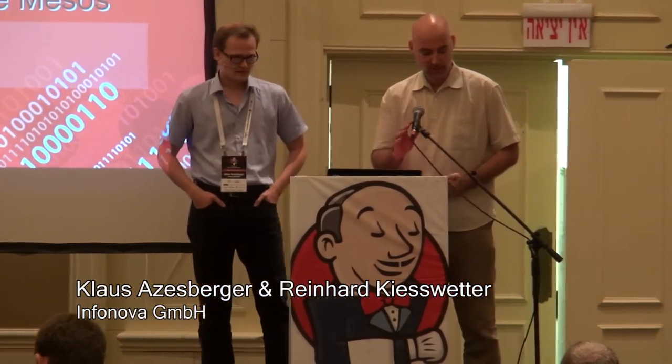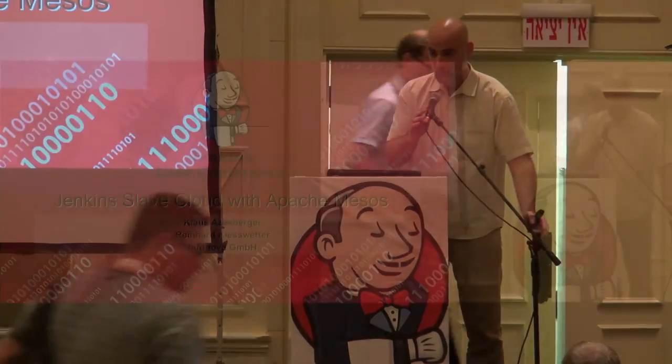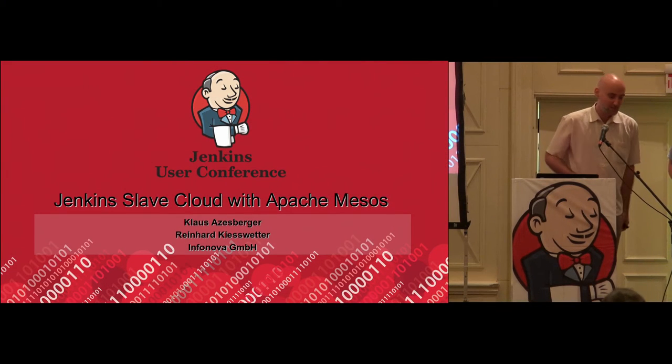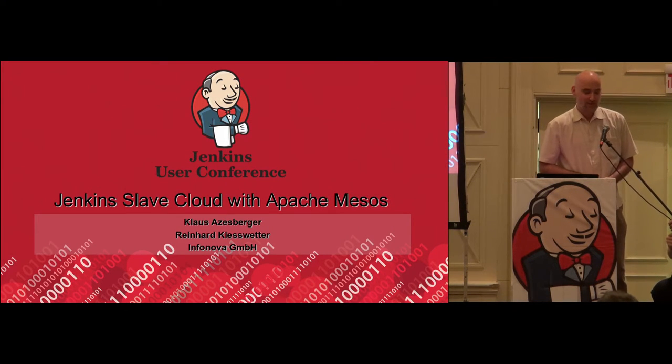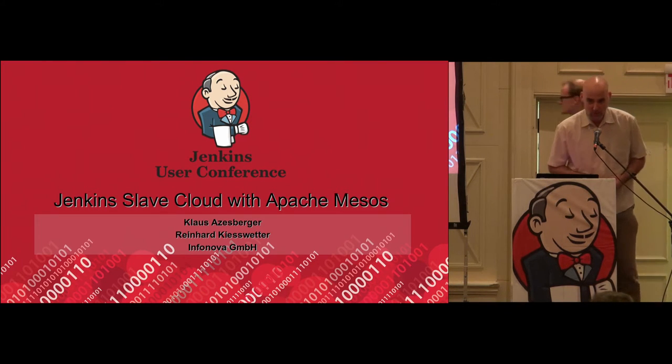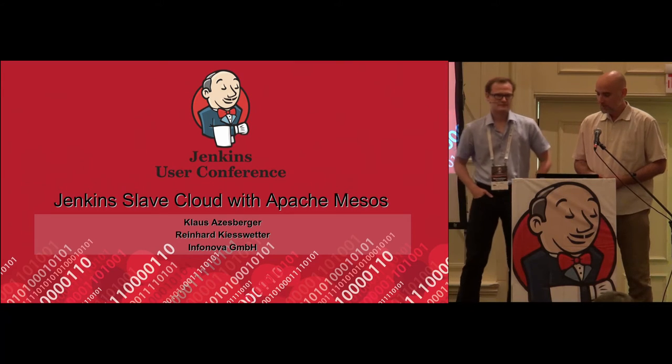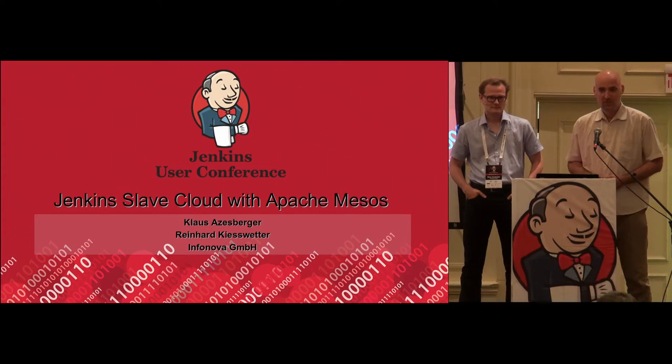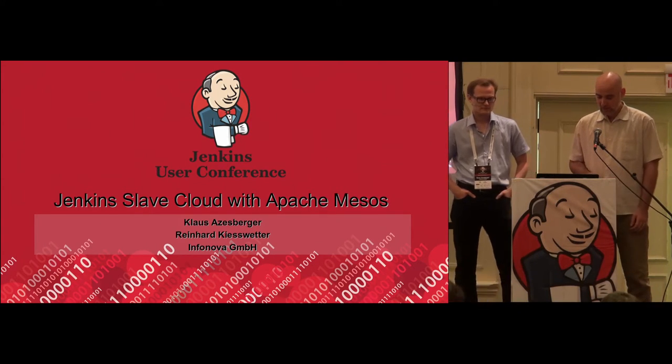We are going to present our approach for building a dynamic slave cloud for Jenkins with Apache Mesos. We are Klaus Azesberger, and my name is Reinhard Kiesswetter. We both work in a small team at Infonova, which is a software development and consulting company based in Austria. Our team is responsible for maintaining and innovating the continuous integration and continuous development at our company.